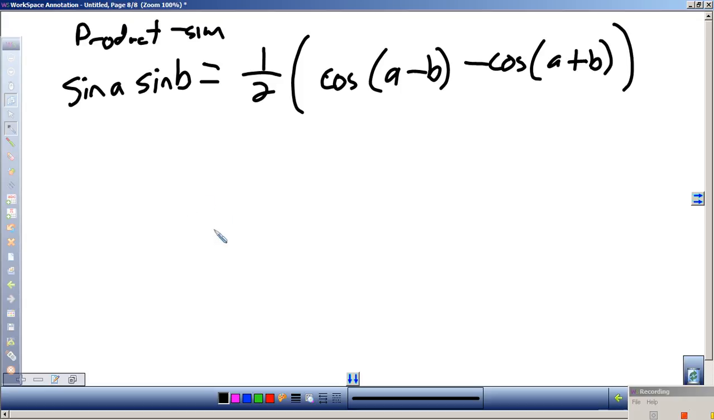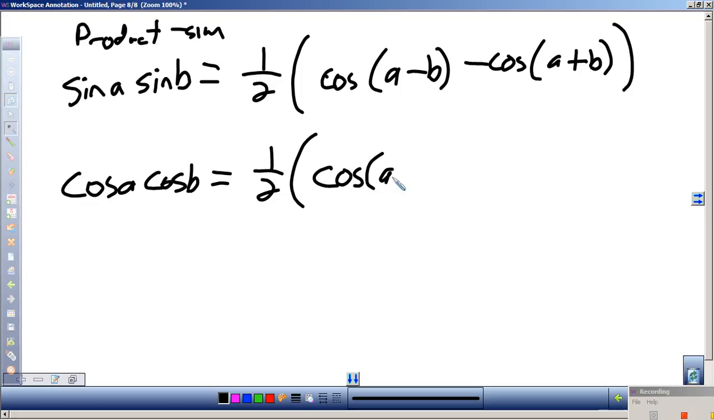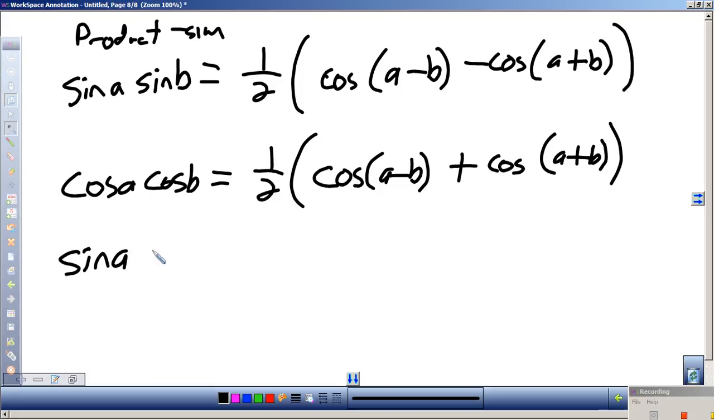Next one. You have cosine A, cosine B. Any guesses what it's going to look like? And sine A, cosine B. What do you expect this one to be? Any guesses? Okay, 1/2.